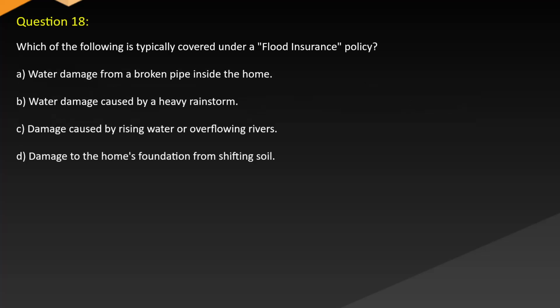Question 18. Which of the following is typically covered under a flood insurance policy? A. Water damage from a broken pipe inside the home. B. Water damage caused by a heavy rainstorm. C. Damage caused by rising water or overflowing rivers. D. Damage to the home's foundation from shifting soil.